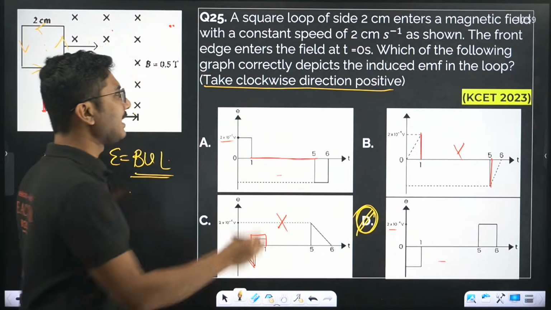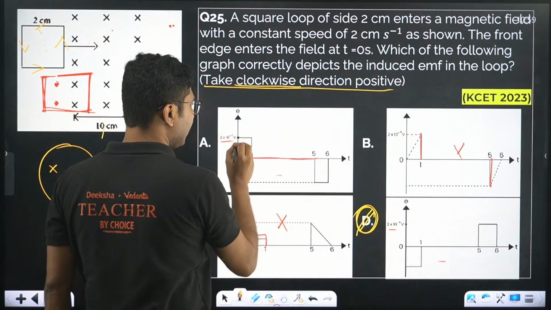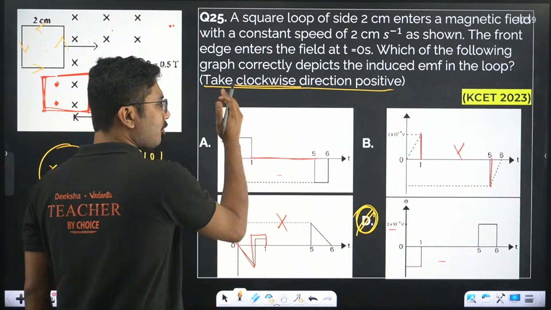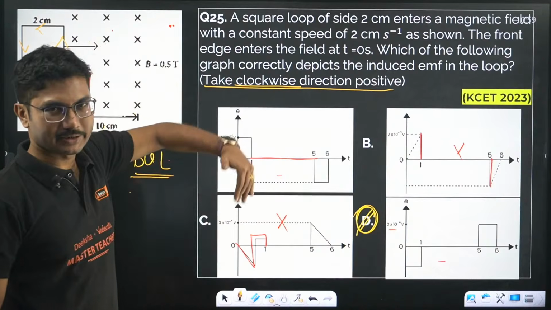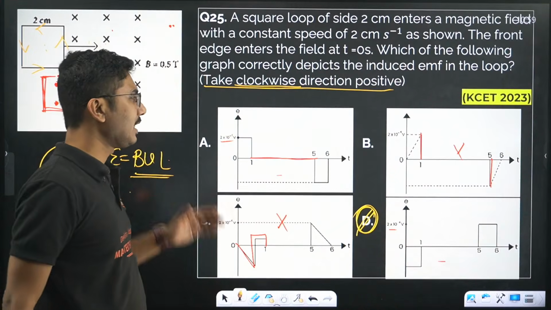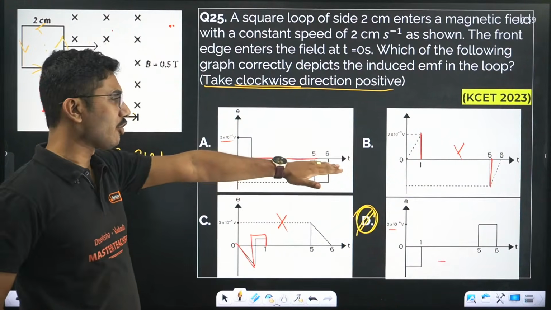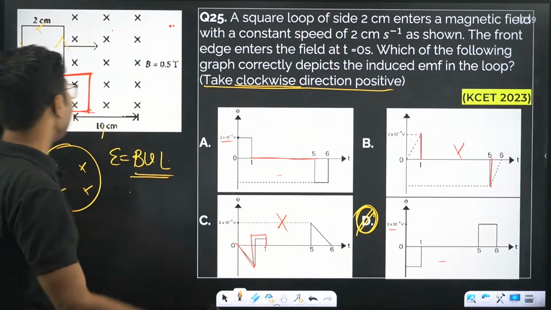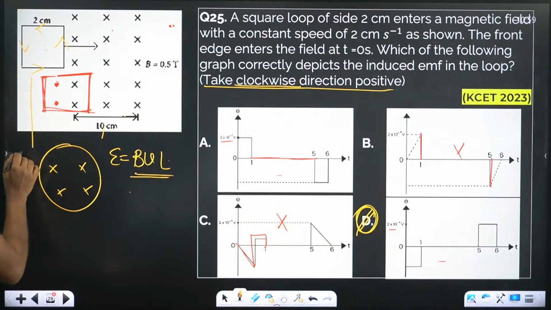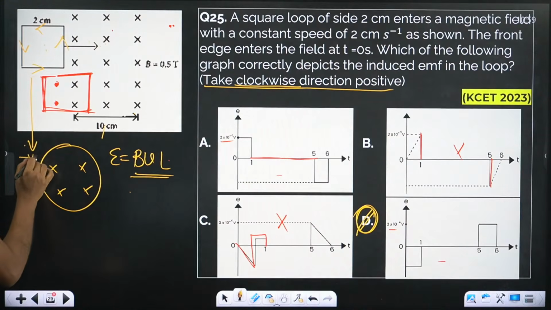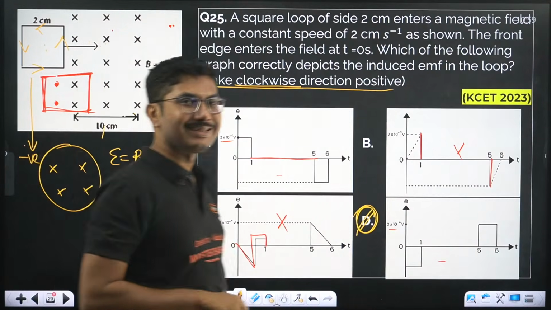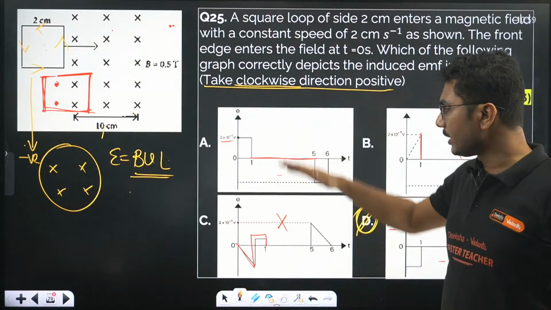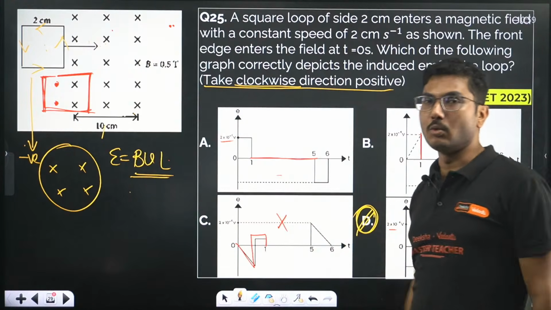So clockwise direction is positive, means this axis is positive, this is the negative axis, right? X axis, Y axis, X is always positive because we are talking time. On the Y axis, this is positive, this is negative. So induced EMF at the starting point is negative. Negative means the induced EMF will be in the below part.